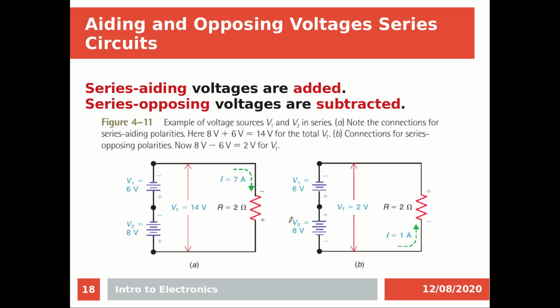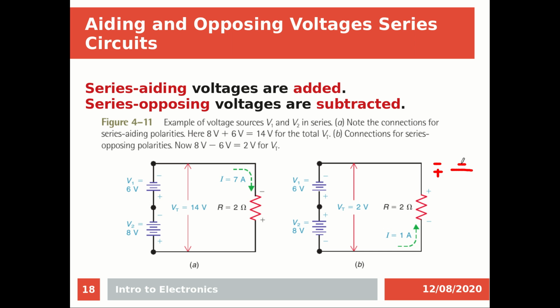Now there is something called aiding and opposing voltage in series circuits. Now we speak about the polarities of the voltage sources, the battery or a generator or something. We use this symbol. You see here we have one bigger line and one small line. The bigger line is equivalent to the positive side. The smaller line is equivalent to the minus side.